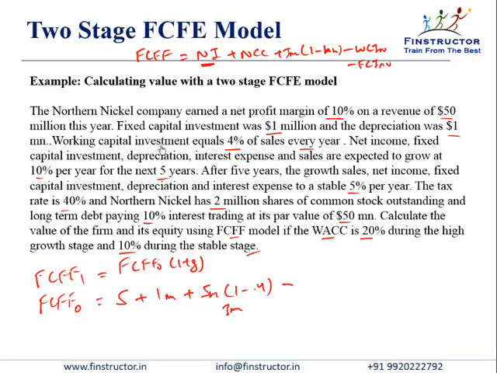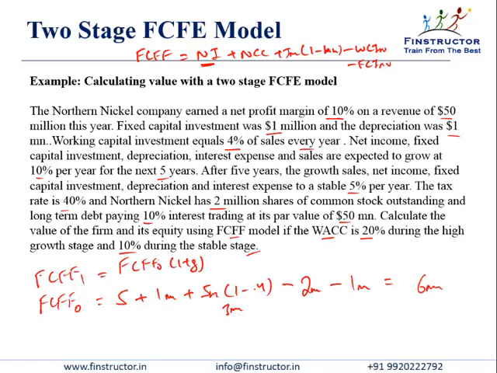So working capital investment is 4% of sales, that will be 4% of 50 million, that is 2 million, and a fixed capital investment that is given to be 1 million. So this will give us the free cash flow to firm in year 0. So it will be 5 plus 1 is 6, plus 3 is 9, minus 3 is 6. So in year 0, the free cash flow to firm is $6 million. That is what has been given.